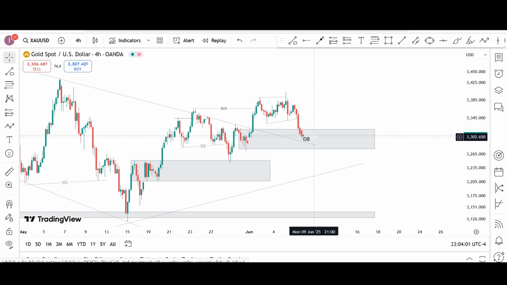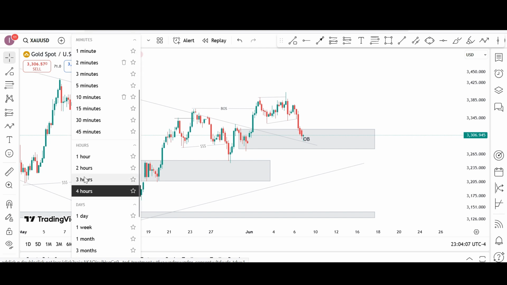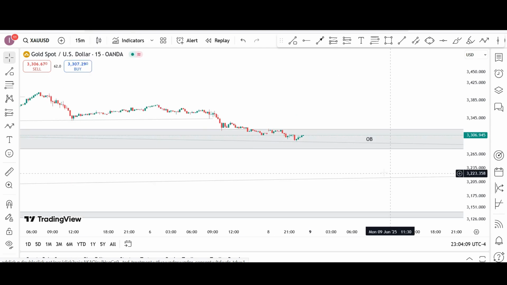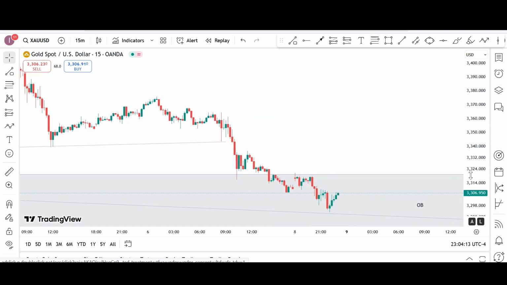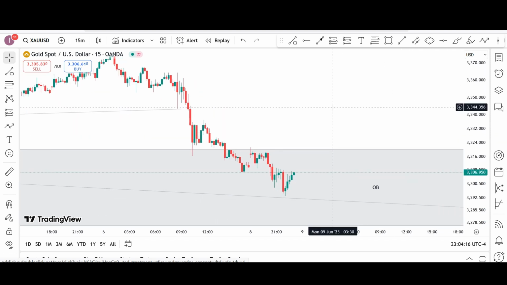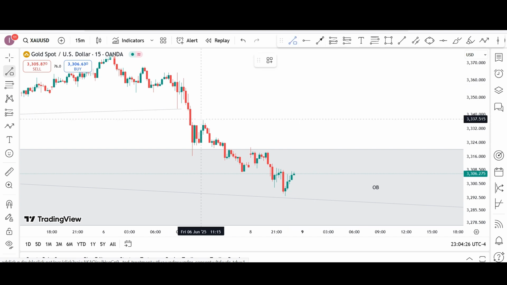So we want to see a confirmation on the lower time frame. Let's go to 15-minute time frame. So what confirmation are we expecting on 15-minute time frame? We want to see a previous high, current high to be taken out. We want to see a shift. So this is what I can see on this 15-minute time frame.